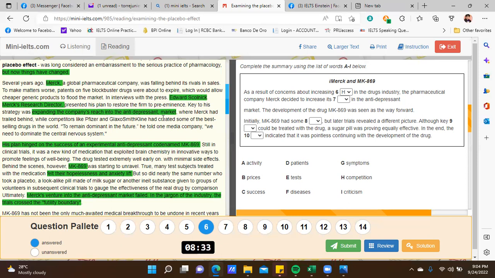Which one is it? Expanding the company's reach. So, what is the reach? Maybe success, sir. Could be success. Tentative. Well, initially, MK-869 had some, there, that's the success. Right? That's it. Yes. So it looks like that. Oh, what is this? It's not success. So, this one.